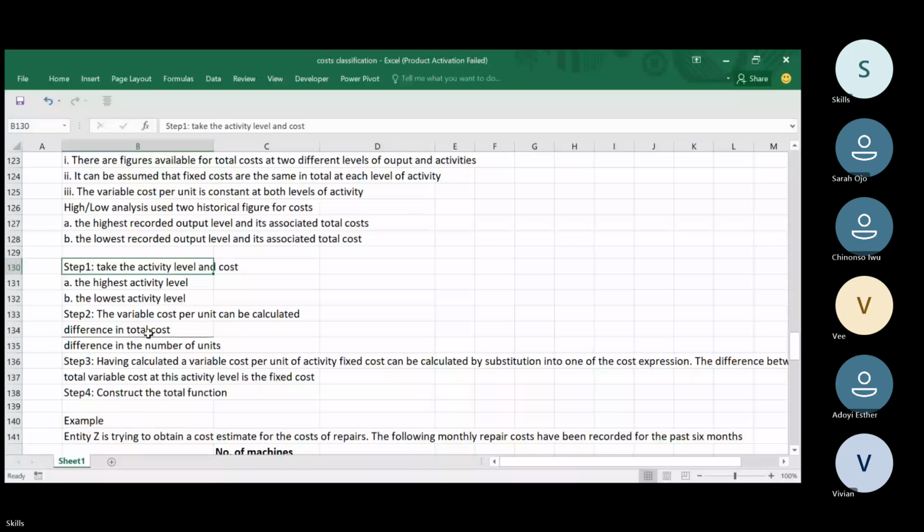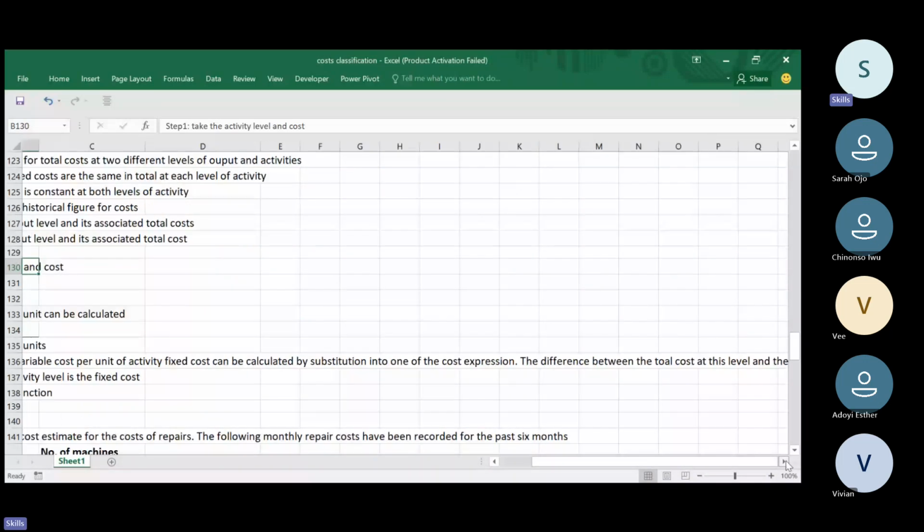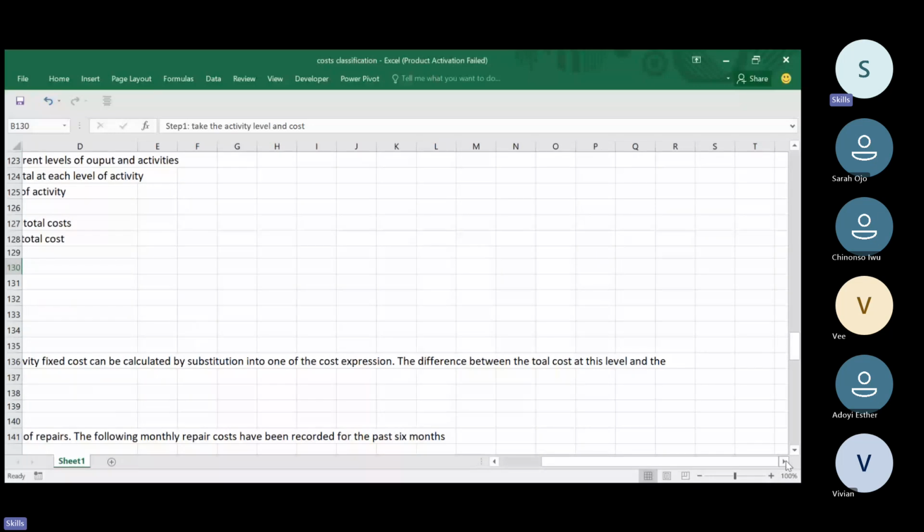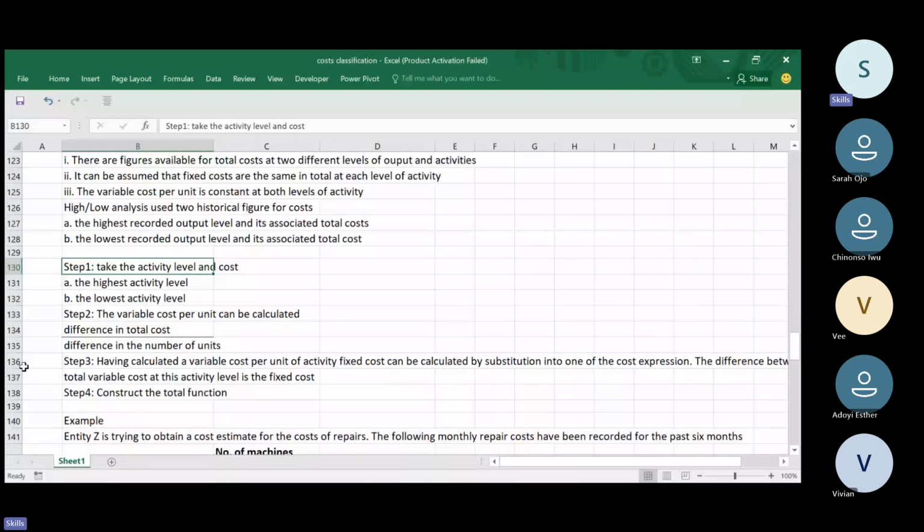Then step 3, having calculated a variable cost per unit of activity, fixed cost can be calculated by substitution into one of the cost expressions. The difference between the total cost at this level and the total variable cost at this level of activity is the fixed cost. So when you substitute it into the equation, the difference you get is the fixed cost. Now, number 4, construct the total function.